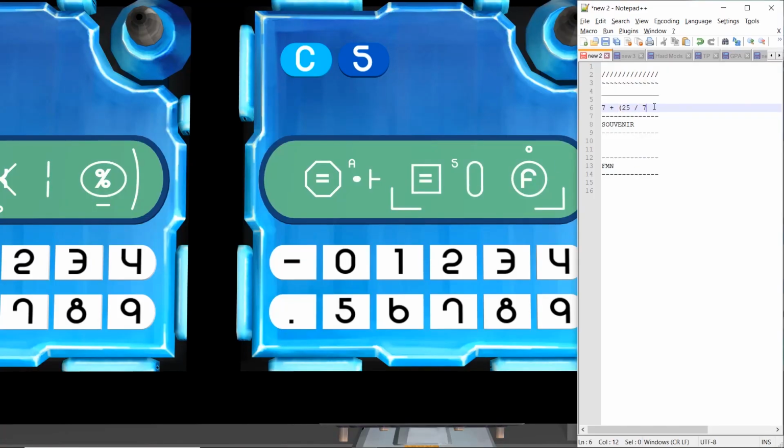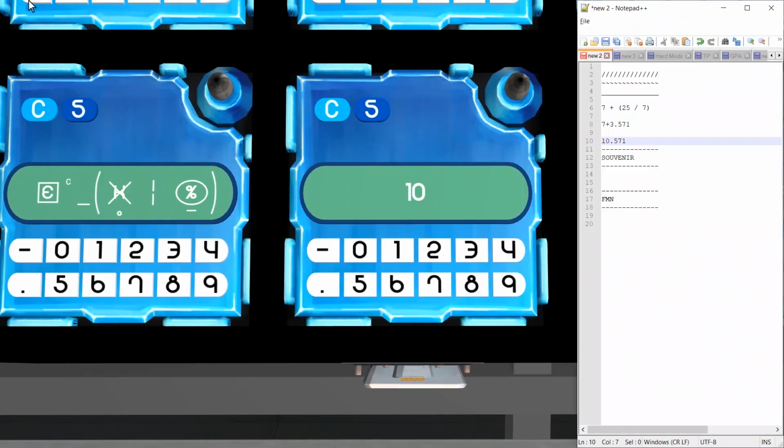So that means we do this part first, and then we do the second. Basically, we do the operator between the second and third first, and then the operator between the result of that and the first one. So 25 divided by 7 is going to be 3.571 rounding to the nearest thousandth. Now we add these two together, that is going to be 10.571, and like before, we just enter that.